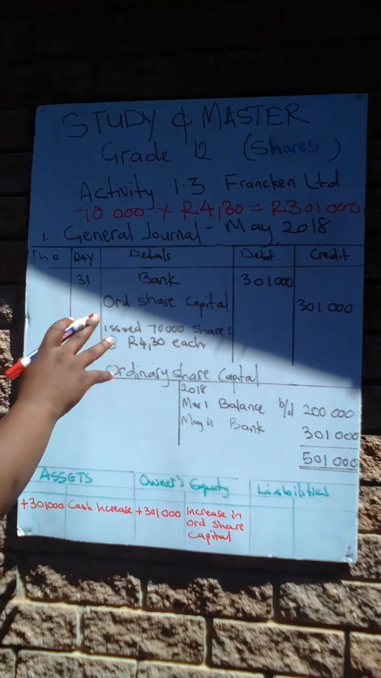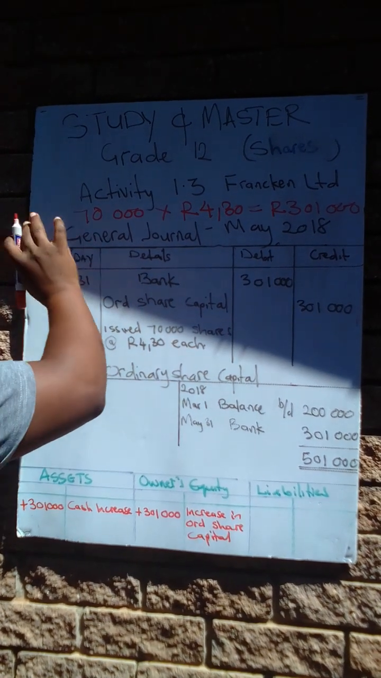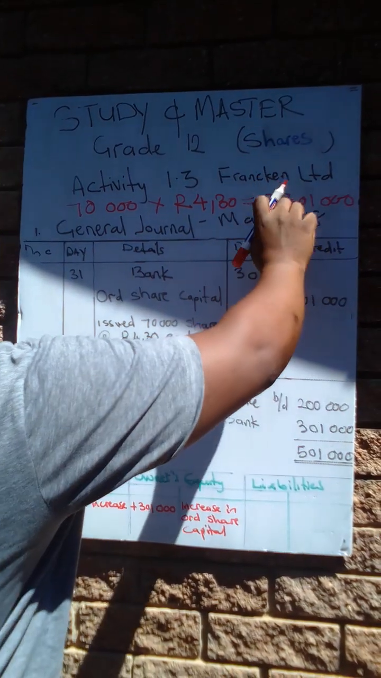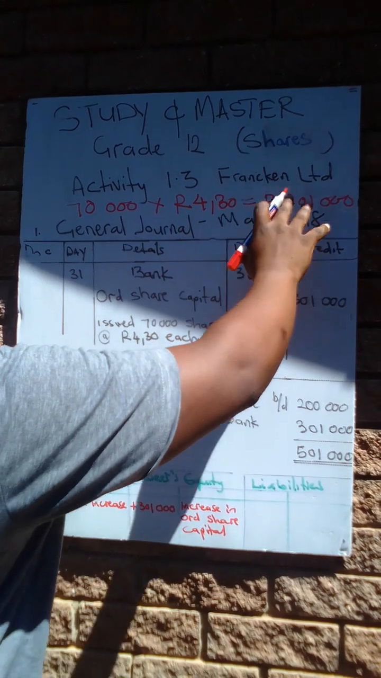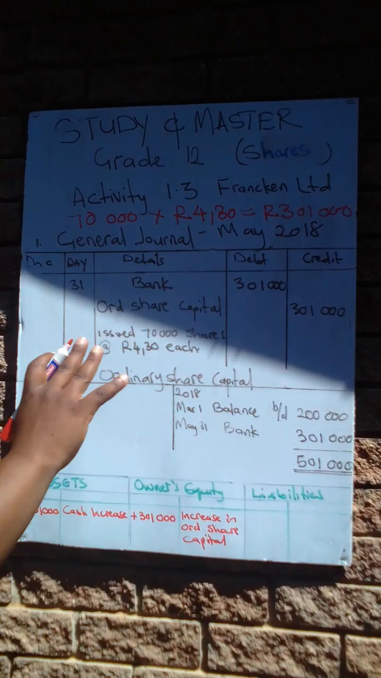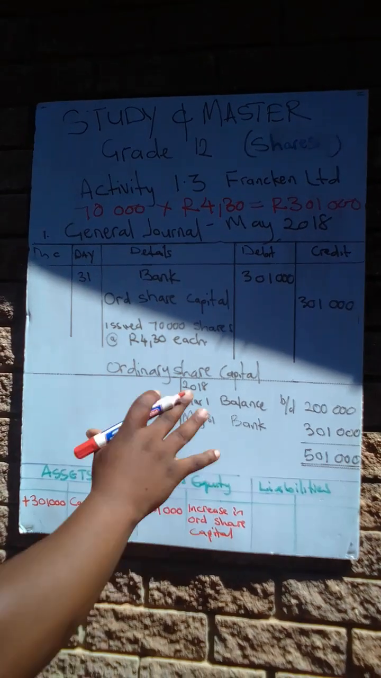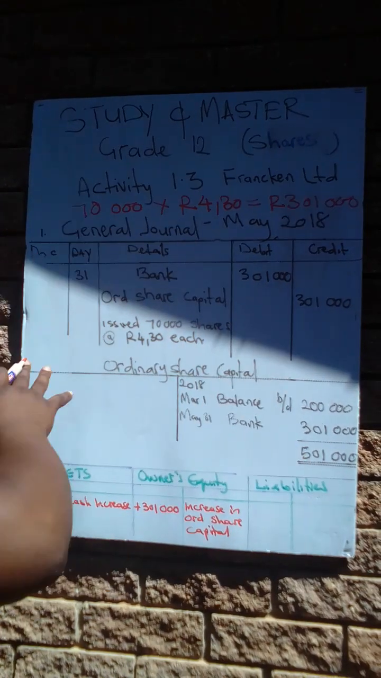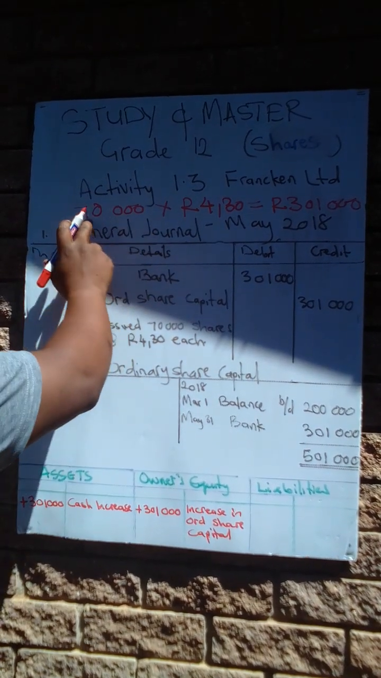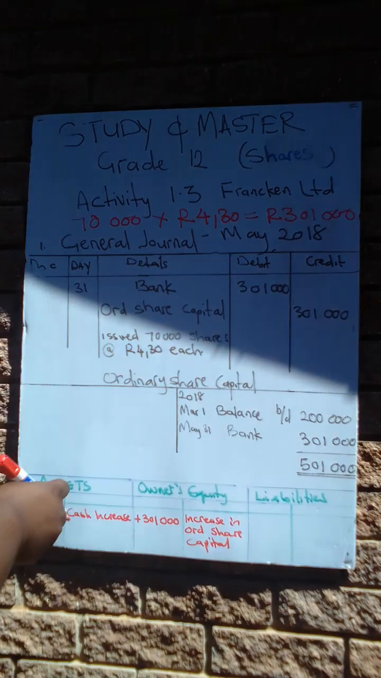I'm taking you back to grade 10 right now. Okay, this money has been received, and this money is for ordinary share capital. So already we know that one account is ordinary share capital. Which one is the other one? Which other account is going to be affected because of this transaction? Money has been received.